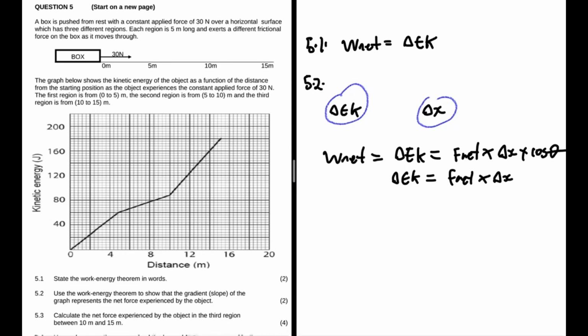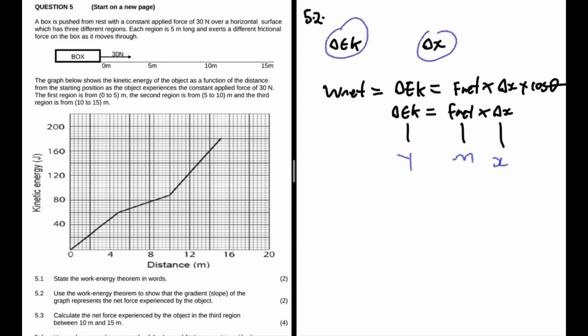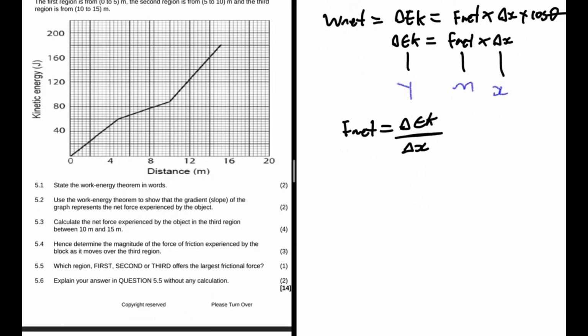So now we have EK on our y, and then we have F net as our m, our gradient, and then we have the distance as our x. So here clearly the gradient or the slope will be giving us F net. So here you come and say F net will be our gradient, which we're gonna find by saying the change in EK divided by the change in distance or the change in x. Yeah, this is honestly a very strange question. I've never come across anything like this before I came across this question. Anyway, let's move to 5.3.